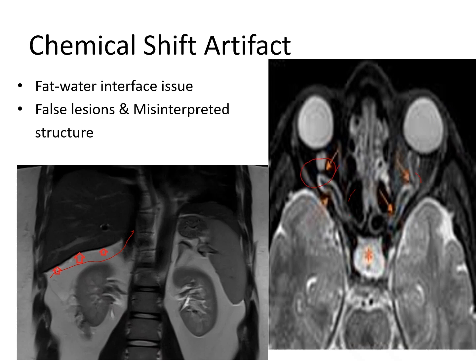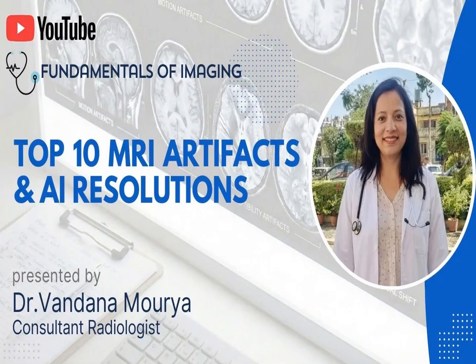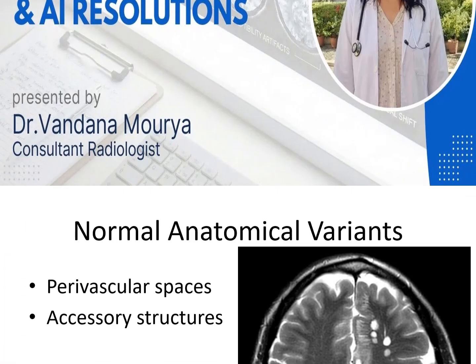As this arrow denotes, the misplacement of the optic nerve can be misinterpreted due to the chemical shift artifact. To know more about MRI artifacts, watch the full video on top 10 MRI artifacts and their resolutions. Link is given in the description box.